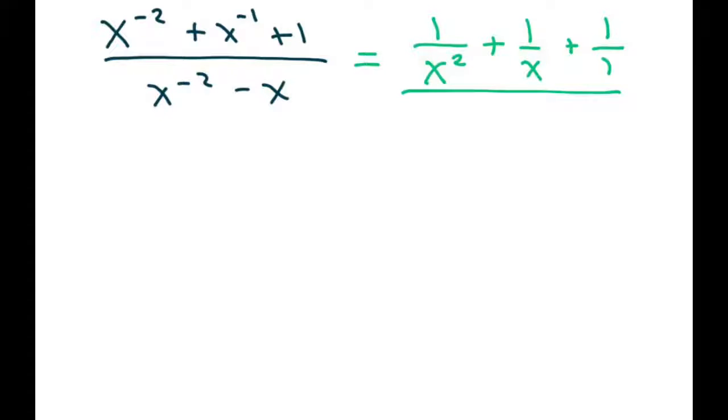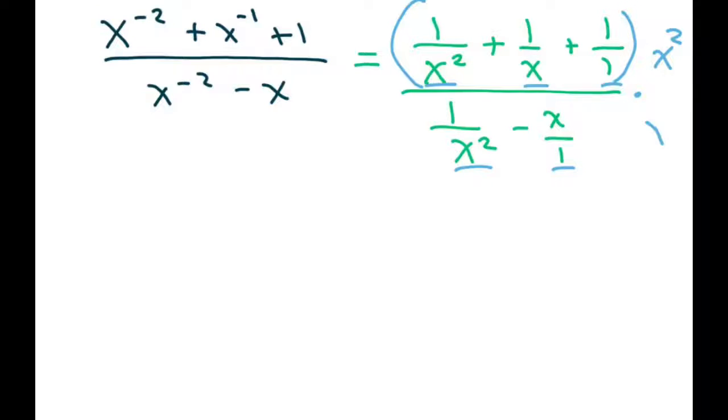And then for the denominator, the same thing. We have 1 over x squared minus x. And if you want, you can put that over 1. So my common denominator of all these fractions is x squared. So we're going to multiply each of these by x squared, the numerator and the denominator.